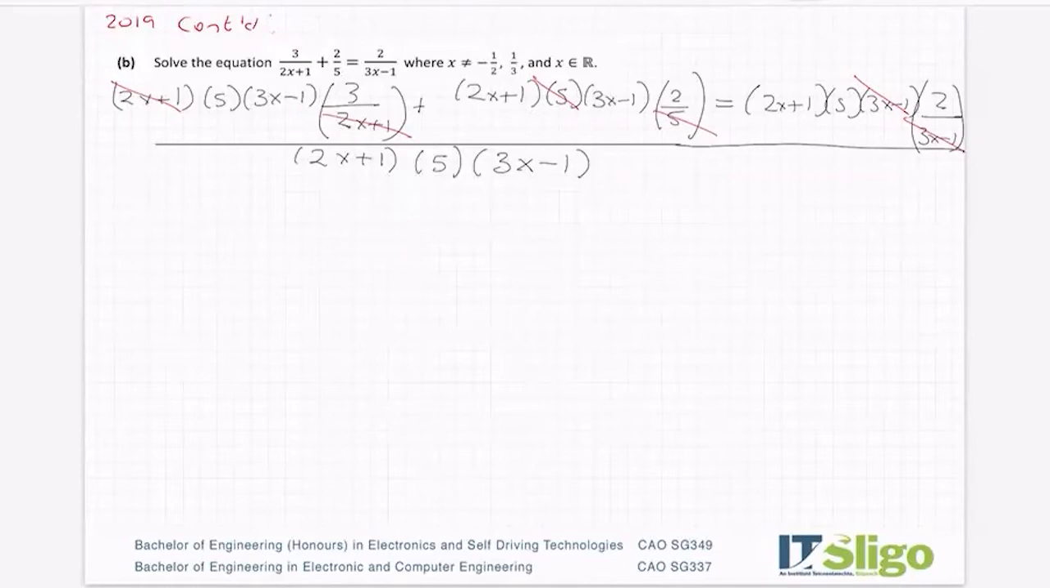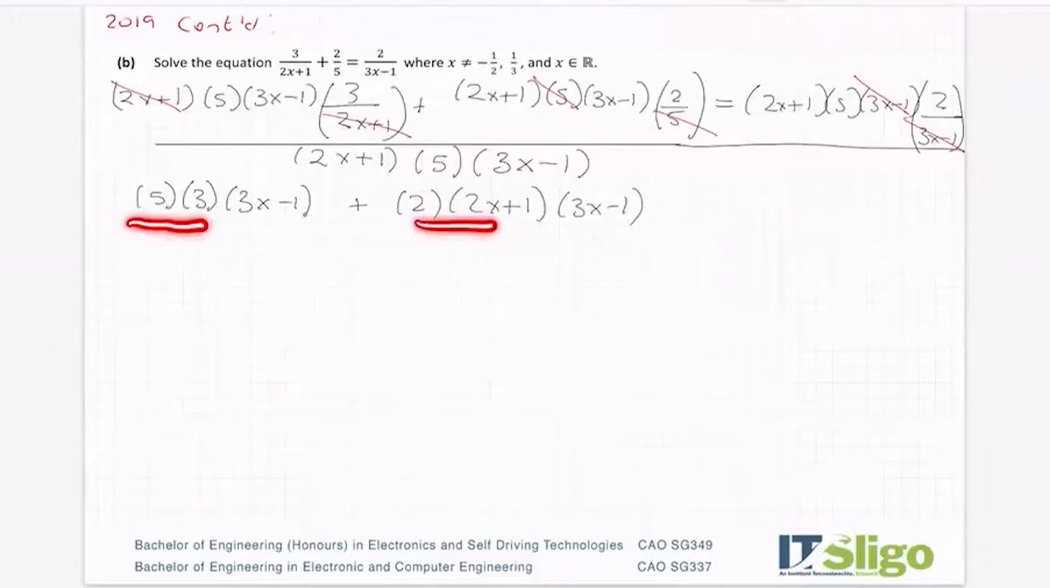So on the top, I am left with, and it doesn't matter what order I'm writing them in, I'm going to multiply, I'm going to write 5 by 3 by 3x minus 1. I just swapped a little bit of an order. And this one doesn't really matter. 2 to the front, 2x plus 1, 3x minus 1. I'm changing the order slightly because this is how I'm going to multiply them in. And I'll show you what I mean by that in a minute. So 5 by 2 by 2x plus 1. Okay, but really the order doesn't matter.